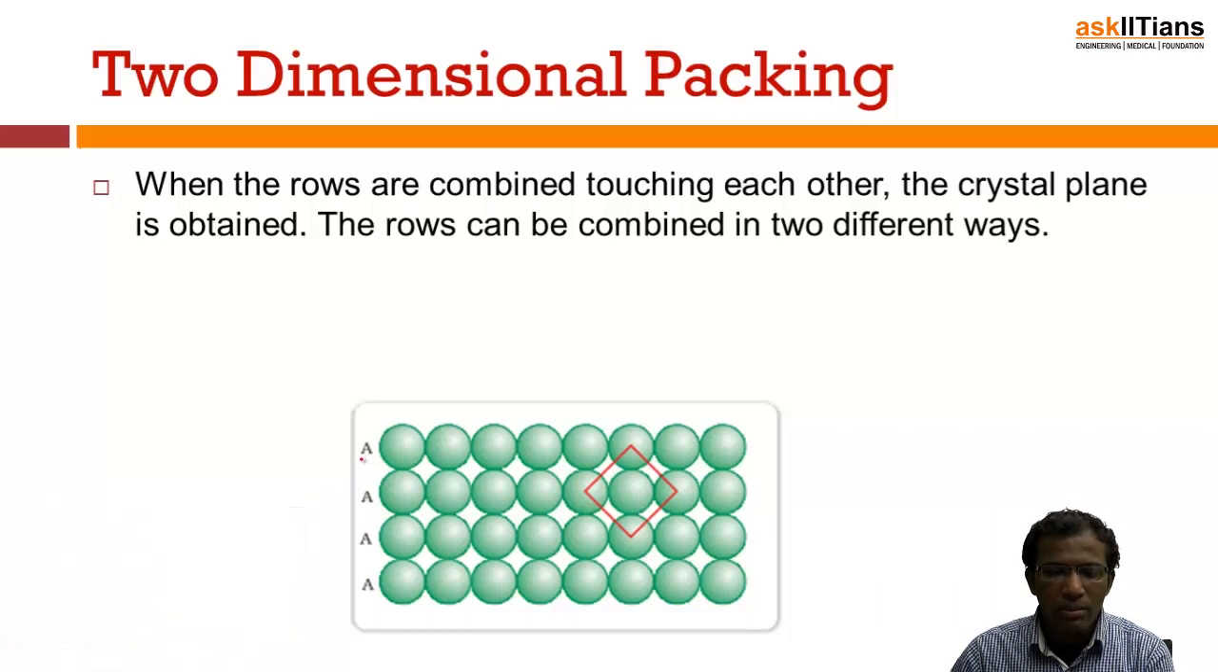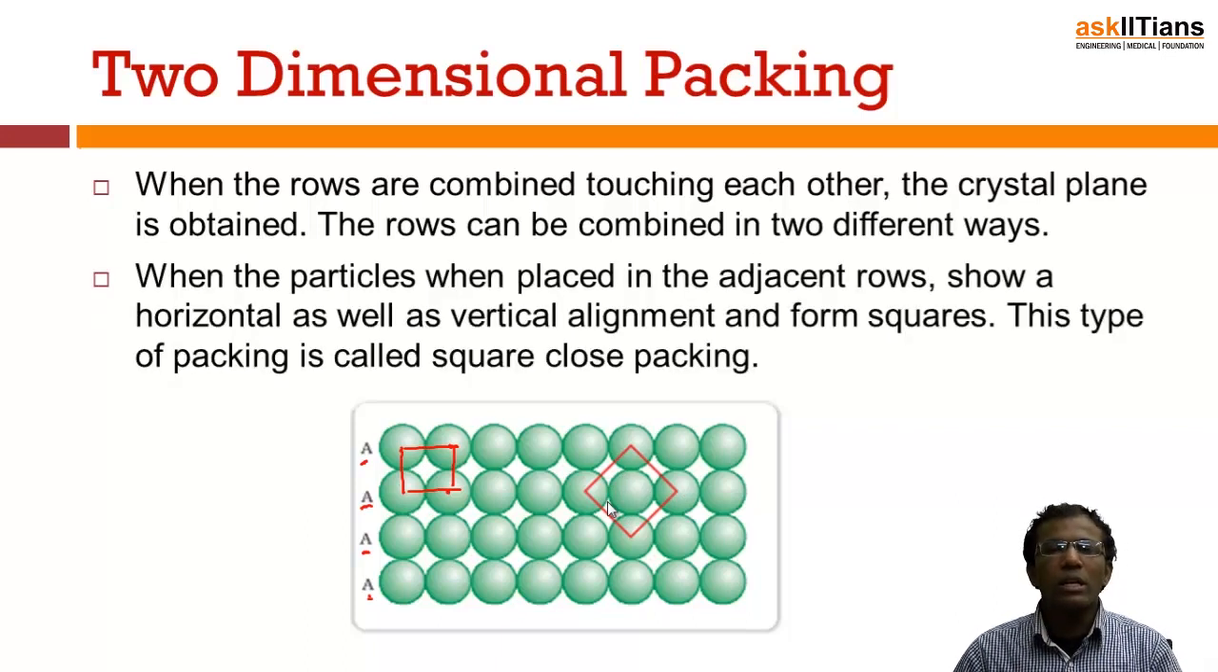See, if I call this type of arrangement A, this layer is A, this row is A, then the second row, which is exactly similar to the first row, is also A, and this is A, this is A, okay. So here all the rows are identical, and if you join the corners of the 4 adjacent spheres, you will get a square. So here we are getting a square, right? So that's why this is known as square close packing.